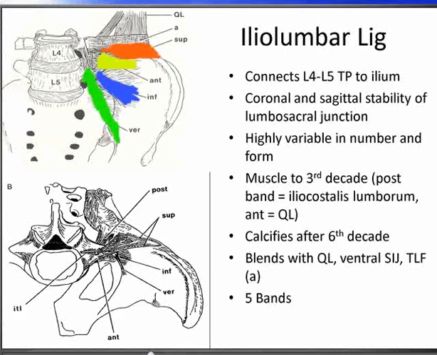So it has blendings with the quadratus lumborum muscle, the ventral sacroiliac joint, and the thoracolumbar fascia. Keep in mind it has 5 bands. It has a vertical band, an inferior band, an anterior band, a superior band, and essentially a posterior band.